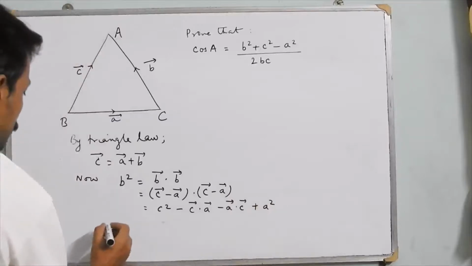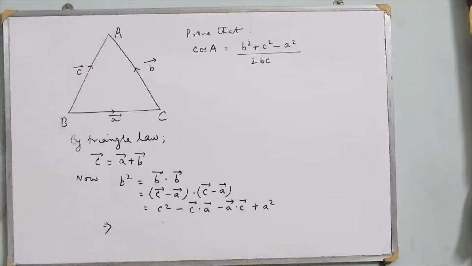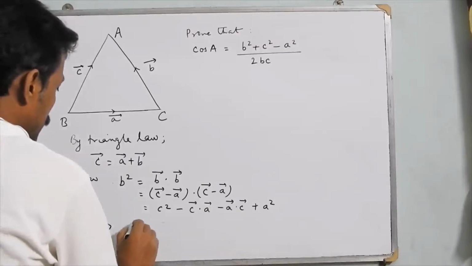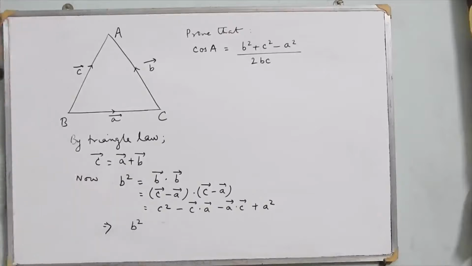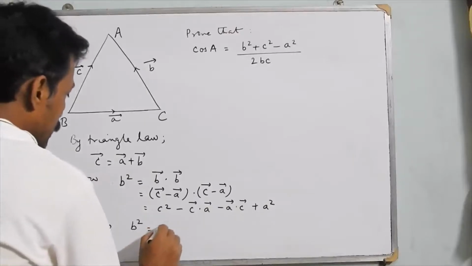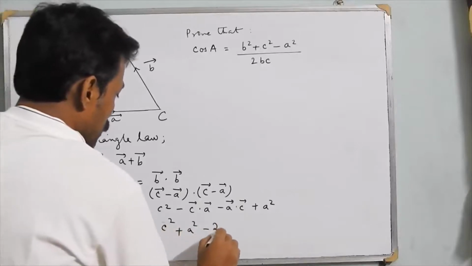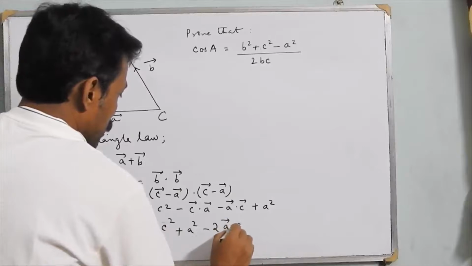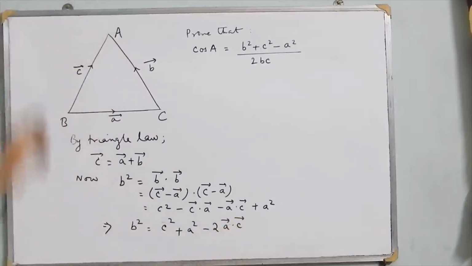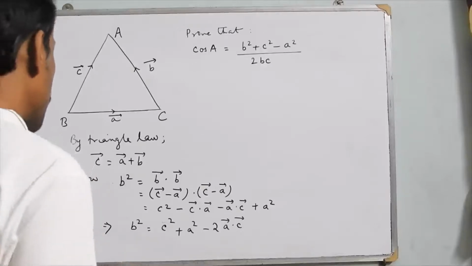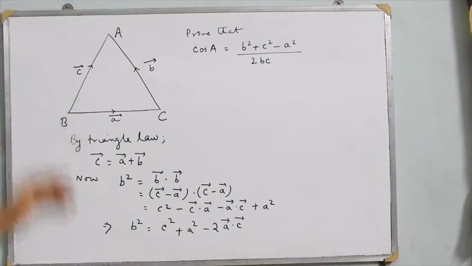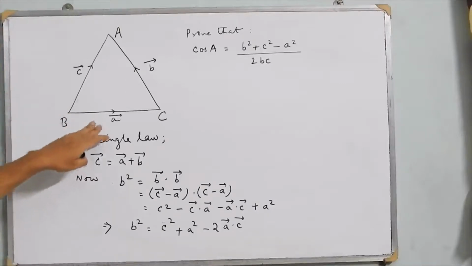So this means B square is equal to C square plus A square minus twice of A vector dot C vector, because dot product is commutative. So C dot A and A dot C are same. So this I am writing as A vector dot C vector. Now what is A vector dot C vector? It is modulus of A into modulus of C into the cosine of the angle between them.